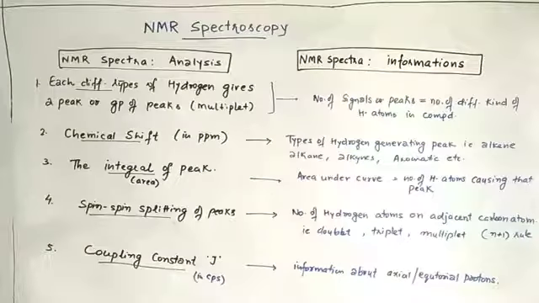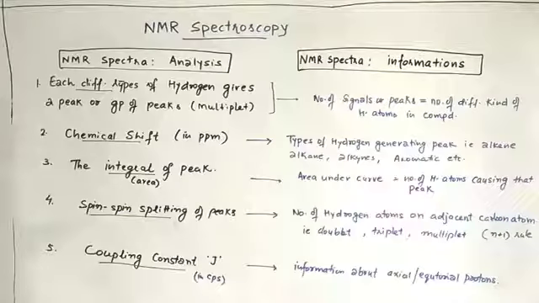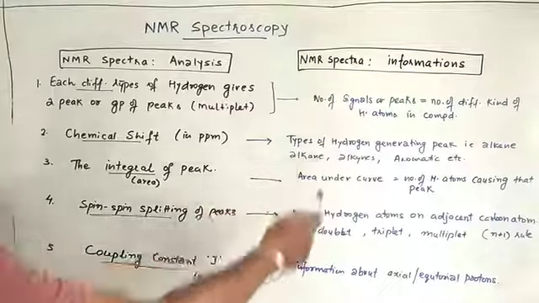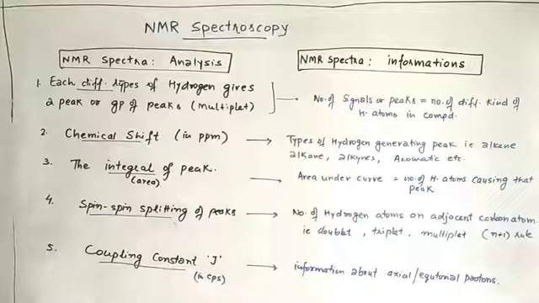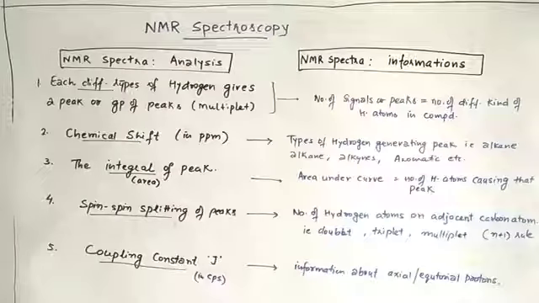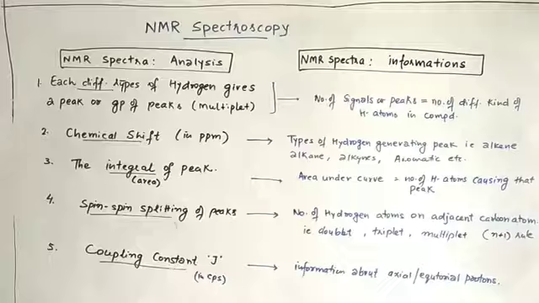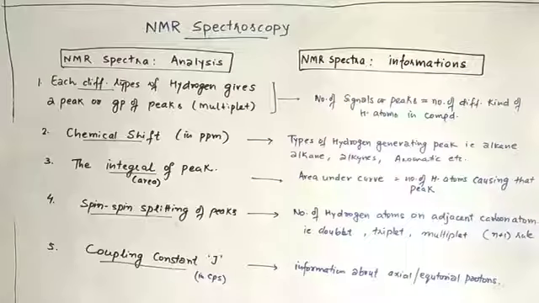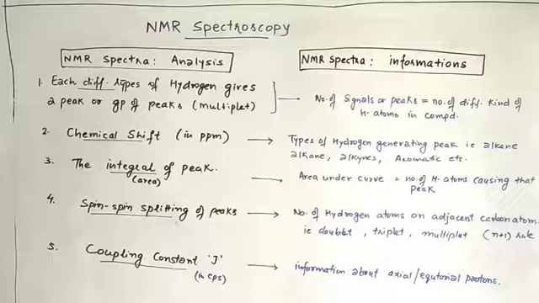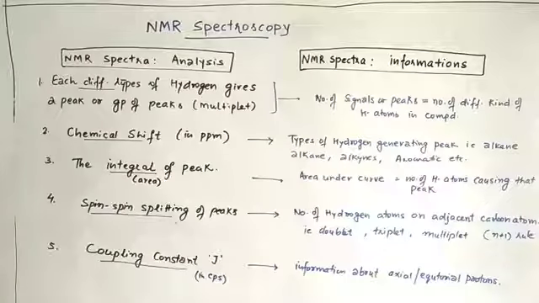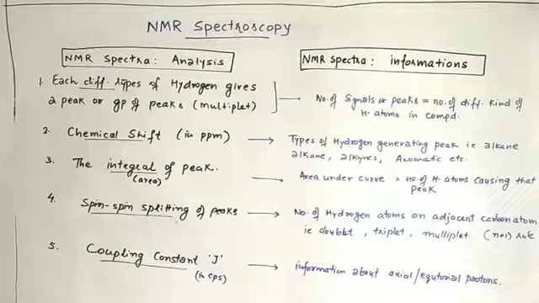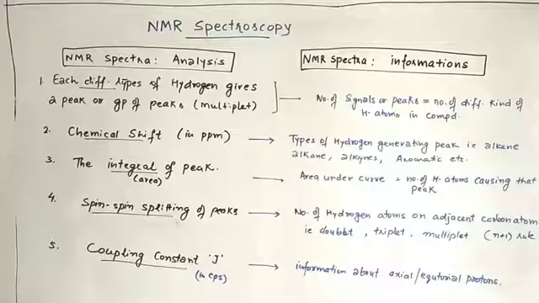So what information does chemical shift provide? It gives the types of hydrogen generating the peak. There are different types of hydrogen, like hydrogen present in alkene, alkane, alkyne, alcohol, ether, ester, aromatic compound, etc. They give different chemical shifts. So from the value of chemical shift, like 2.0 ppm, 5 ppm, or suppose 7 ppm, that 7 ppm value is for aromatic hydrogen, aromatic protons. So there are specific values for every type of organic or functional group.